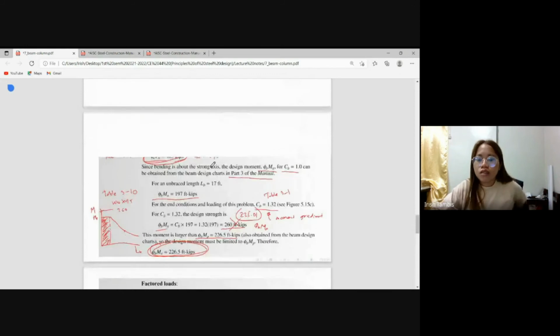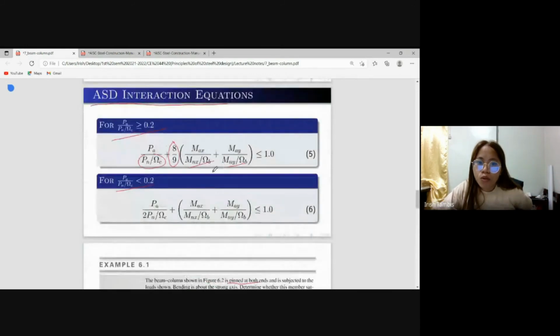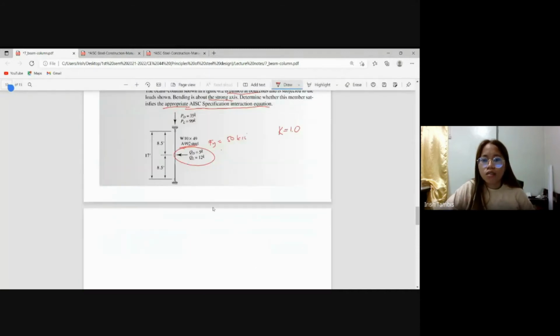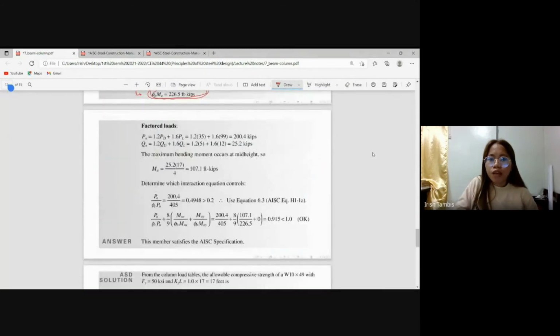So for the factored loads, di ba, remember sa interaction formula, we have to also solve for the P_u. These are the ultimate loads from the applied loads, the load combination. So the factored loads from the actual load, which is the dead load and live load. So P_u is equal to 1.2 dead load plus 1.6 live load given the problem. So 1.2 times 35 plus 1.6 times 29. So this will be your P_u.